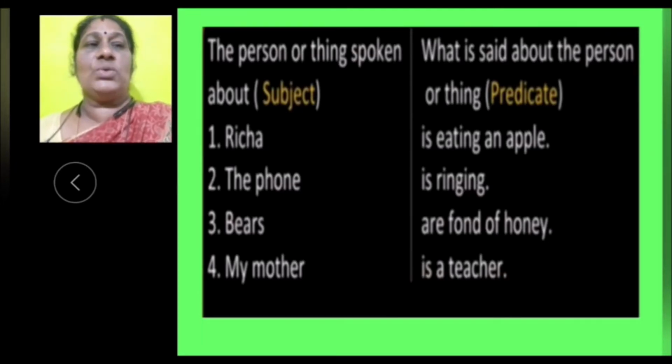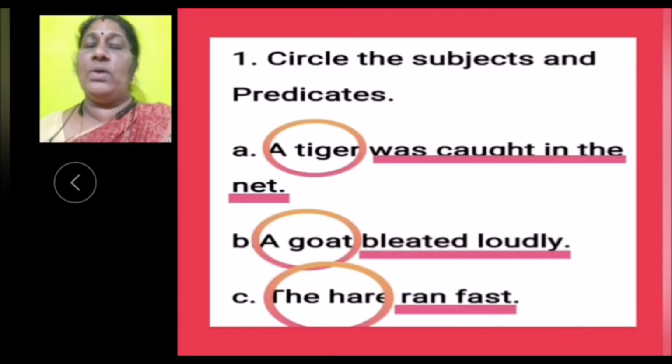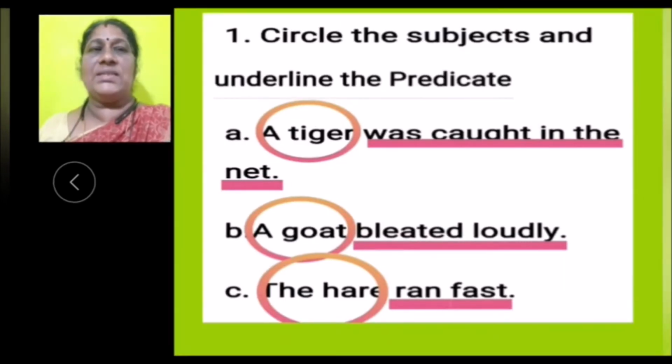Now let us do the exercises from your grammar book. Exercise number 1. Circle the subjects and underline the predicate. A. A tiger was caught in the net. Who was caught in the net? A tiger. That is the subject. Was caught in the net is the predicate.